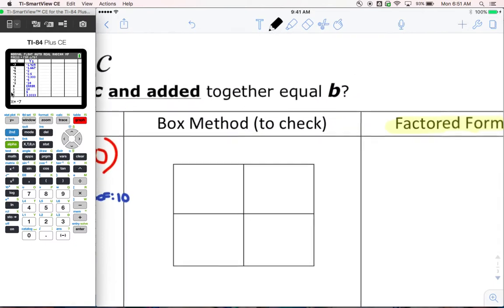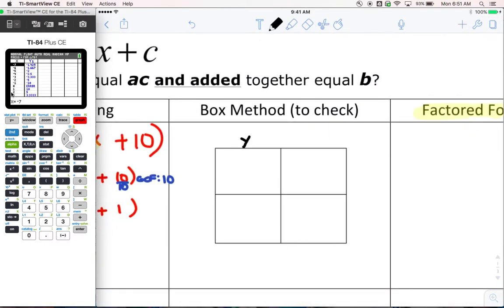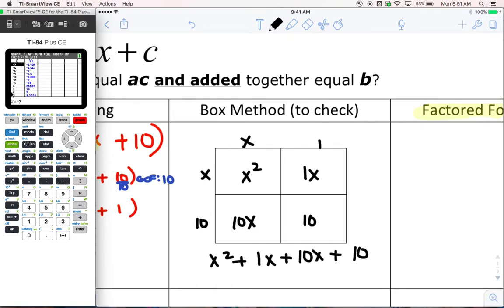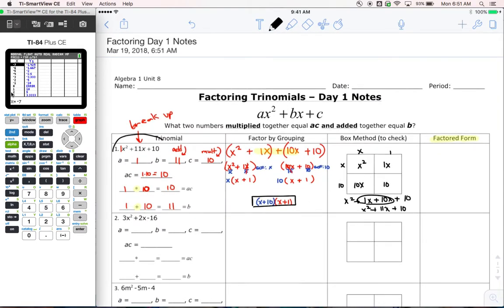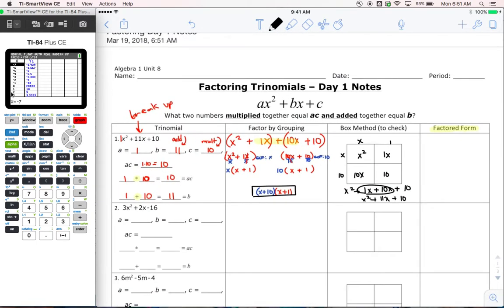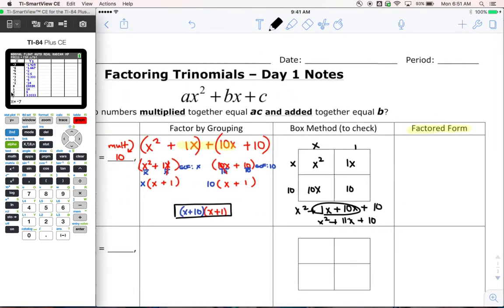Now we always want to double check. This is just checking. So x and 1, x and 10 gives me x squared plus 1x plus 10x plus 10. Let's see here. And these combine to give me 11x. And is that what I had originally? Yes, yes it is. So I know that I'm right. So my factored form is officially x plus 10 and x plus 1. There we go.